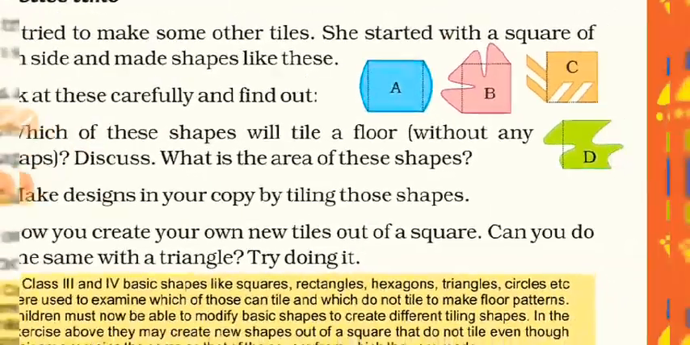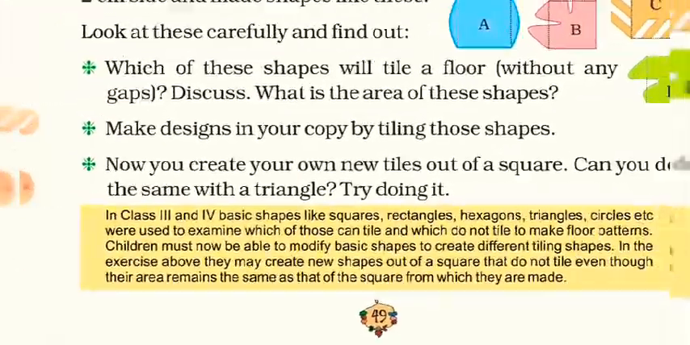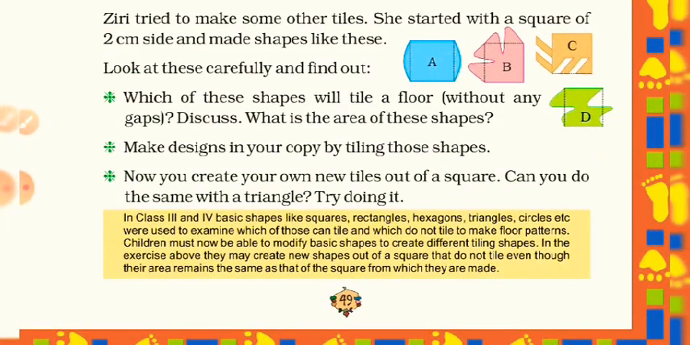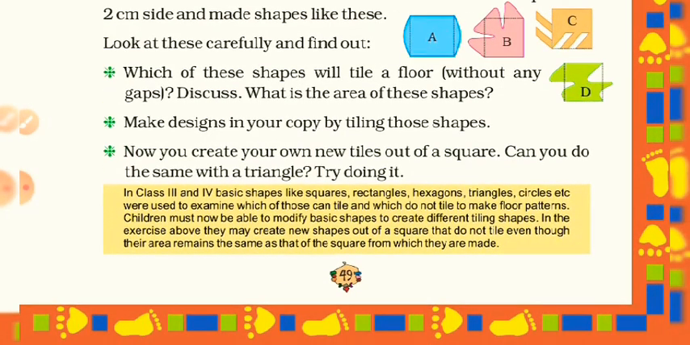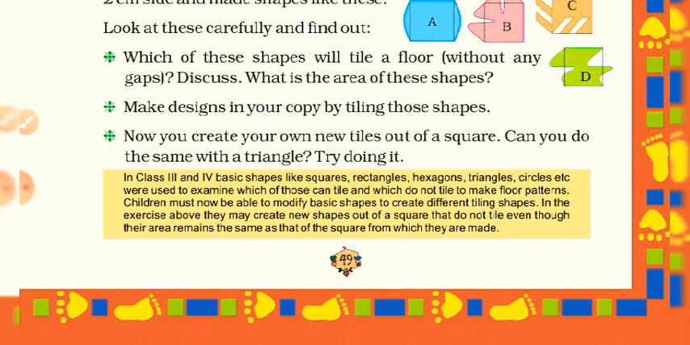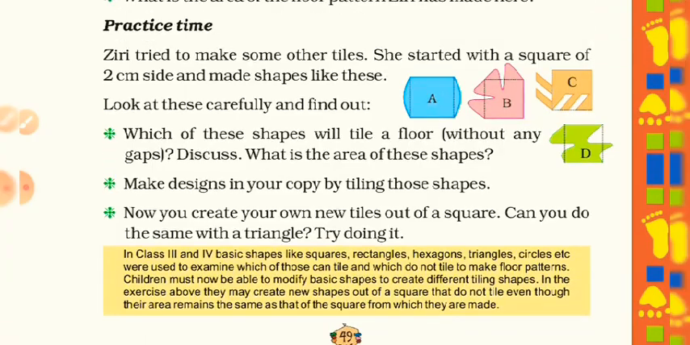Next, make designs in your copy by tiling those shapes, and now you can create your own tile out of a square. Can you do the same with a triangle? Try doing it. You can do it.